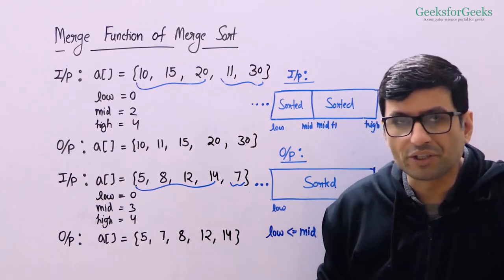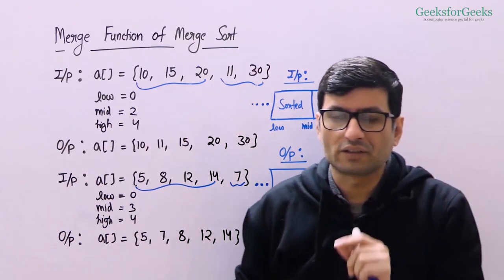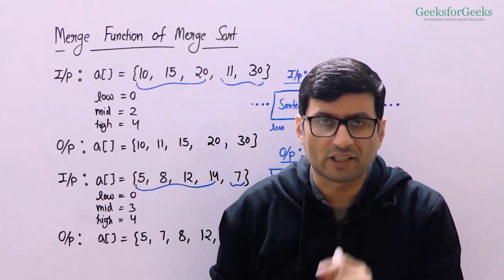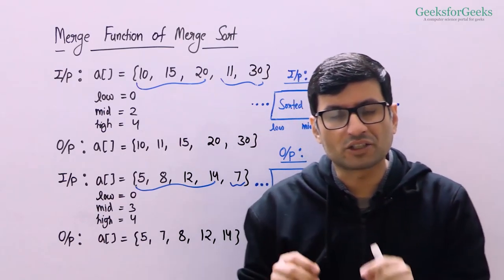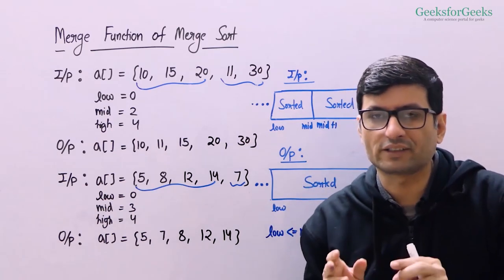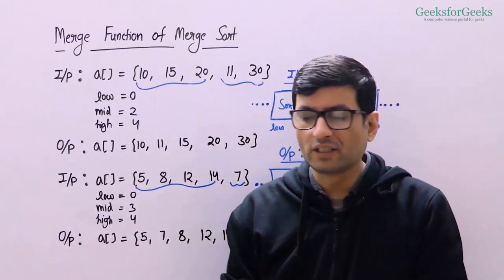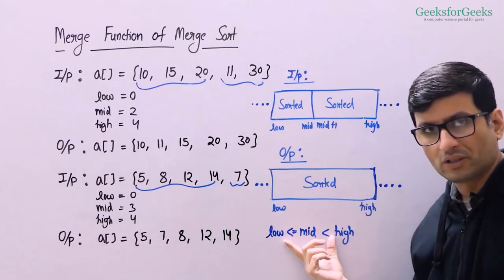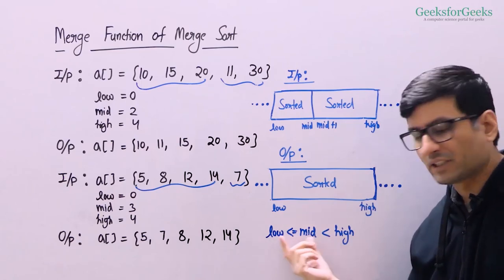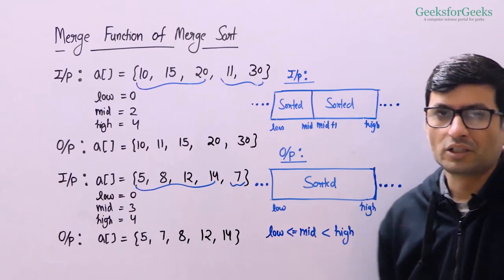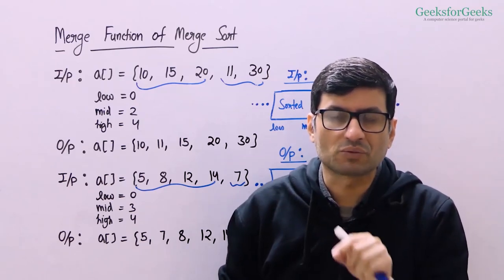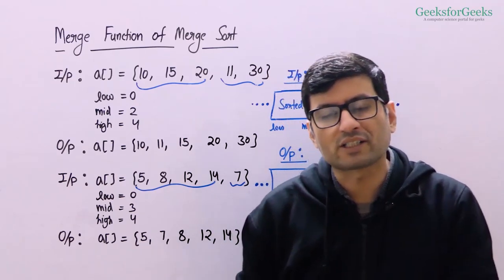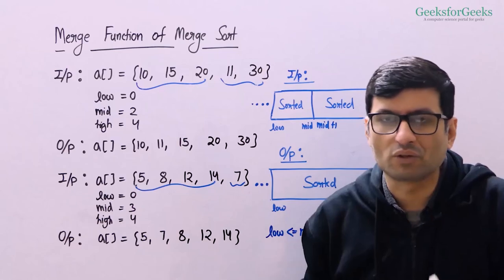Now please pause this video and try to write down a function that takes an array as an argument, takes three indexes as argument. Your function may assume that your array has at least two elements, right? This condition is followed, right? And the indexes are given in such a way that they follow this rule. You may also assume that elements from low to mid are sorted and mid plus 1 to high are sorted. Your task is to sort the subarray from low to high.